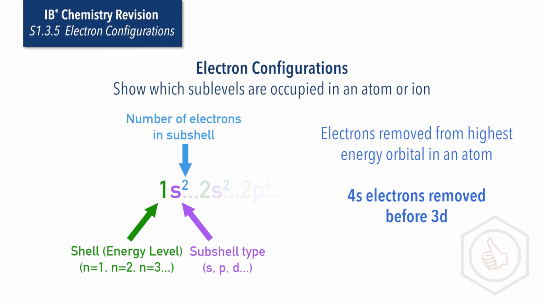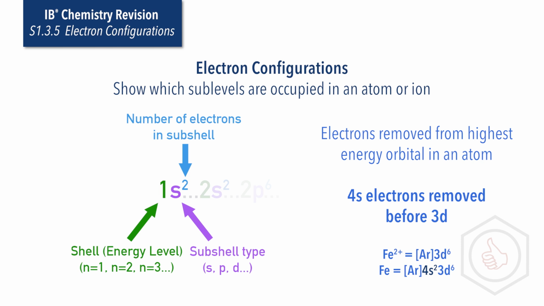For an example, an Fe2+ ion would have an electron configuration of [Ar] 3d6. This is because the electron configuration for a neutral atom of Fe would be [Ar] 4s2 3d6. We remove the 4s electrons first, and because it's a 2+ ion, 2 electrons need to be removed, which would leave us with an electron configuration of [Ar] 3d6.